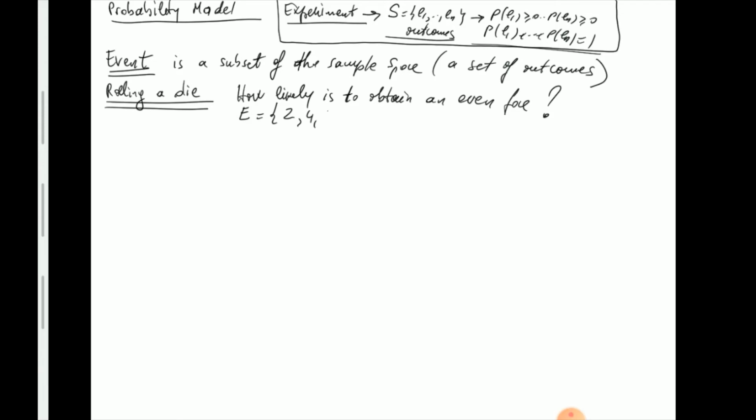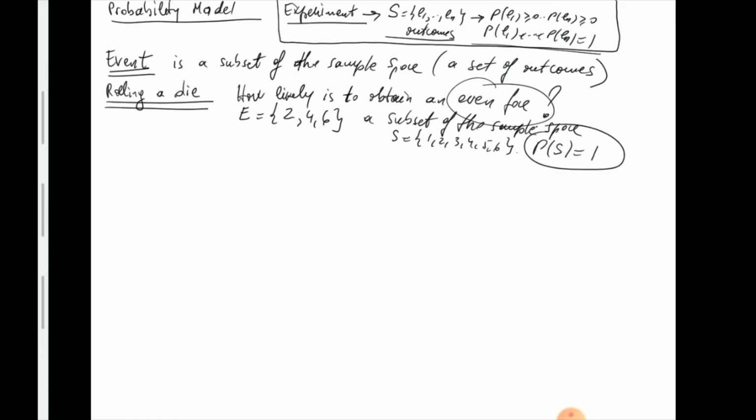2, 4, and 6. Okay, so an even face is essentially an event because this is a subset of the sample space for rolling a die, which is made of 1, 2, 3, 4, 5, and 6. So it's a collection of outcomes, not necessarily all of them, right? Just to make it clear, the probability of S is always 1, remember? Because the sample space covers everything, of course, when you roll a die, you're certain to obtain 1, 2, 3, 4, 5, or 6.